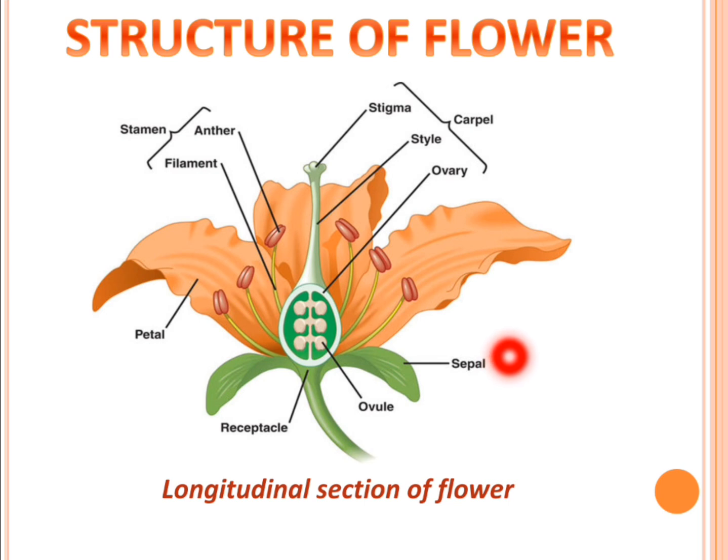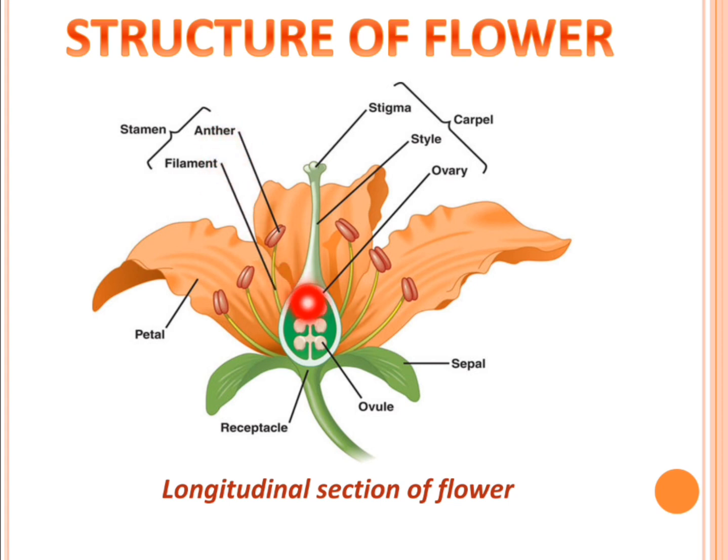Inner to the sepals, there is a beautifully colored part of the flower called petals. These two are the non-reproductive parts of the flower, but play a very important role in sexual reproduction. In flowers, inner to the petals, there are reproductive parts of the flower. This is the stamen, which is the male reproductive part of the flower, which further consists of anthers and filaments.